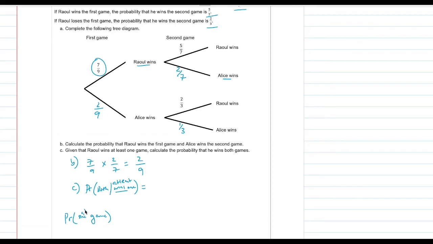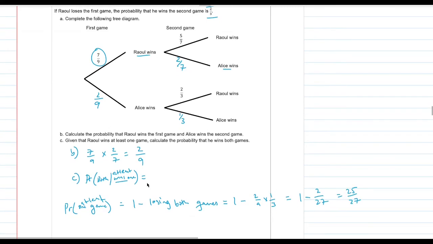So probability that he wins at least one game is going to be 1 minus losing both games, which is 1 minus 2 over 9 times 1/3, which is 1 minus 2 over 27, which is 25 over 27.